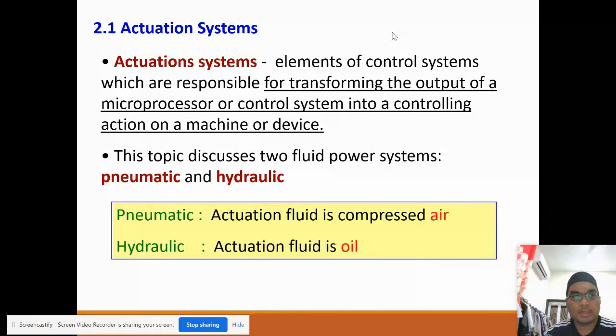Basically, the actuation system is an element of the control system which is responsible for transforming the output of the microprocessor or control system into a controlling action on the machine or device. Before this, in my previous slides, we already learned about the overall system, like the closed loop system or mechatronics. So the actuator is one of the elements that gives a countermeasure in the closed loop.